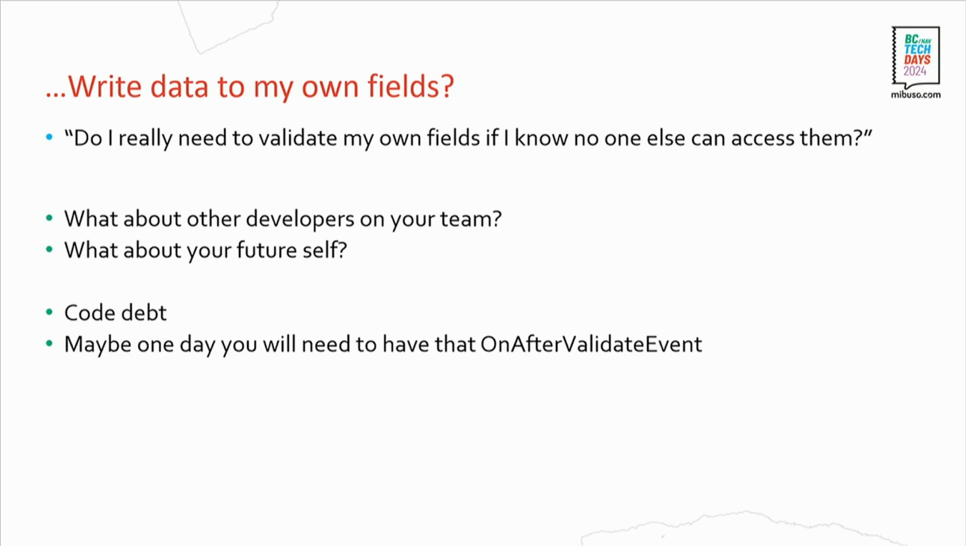Or you need to start refactoring your previous code, which might introduce new bugs, and so on and so on. So maybe one day you or one of your colleagues will need to hook onto the onAfterValidate event or onValidate event itself, and that's why you still should call validate, even if you just write to your own field and there is no code. There might be code added at some point in time.